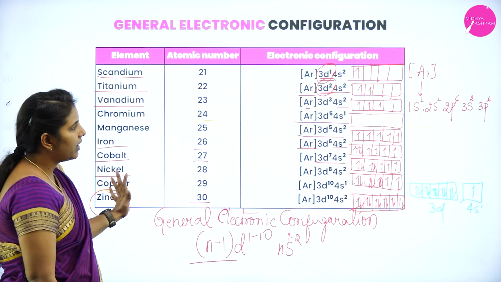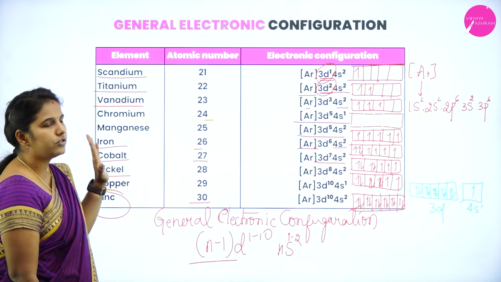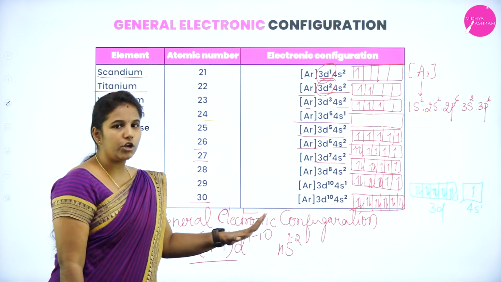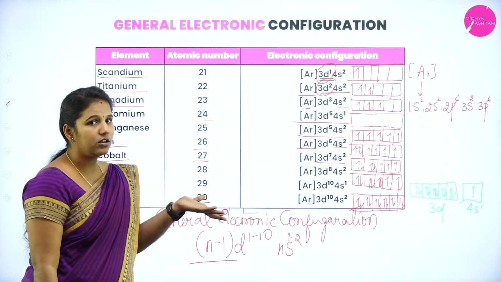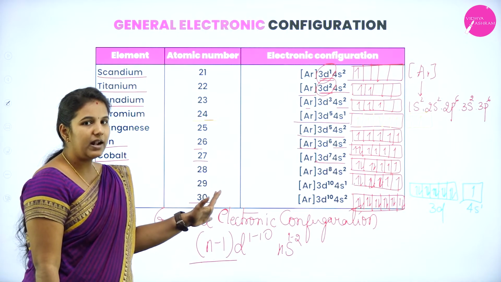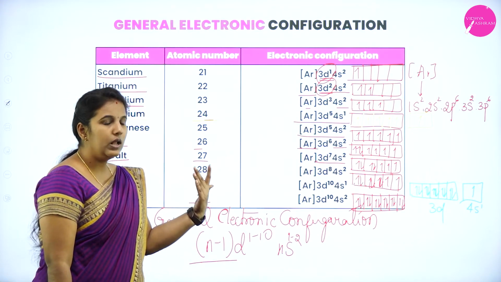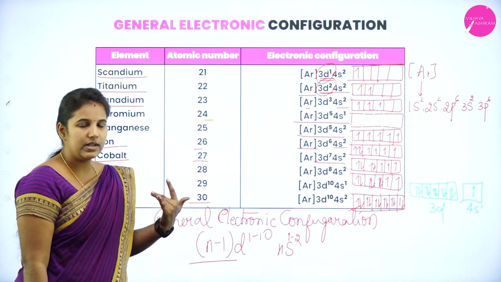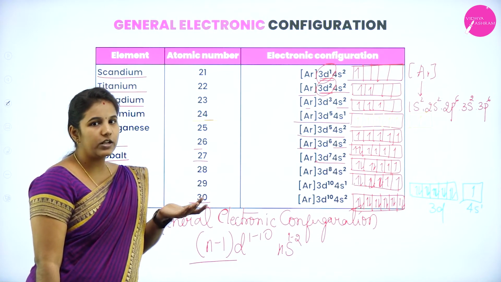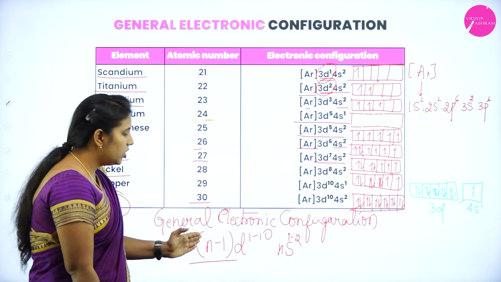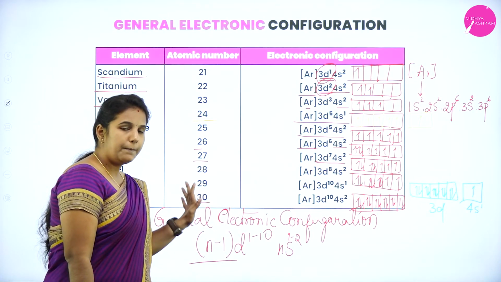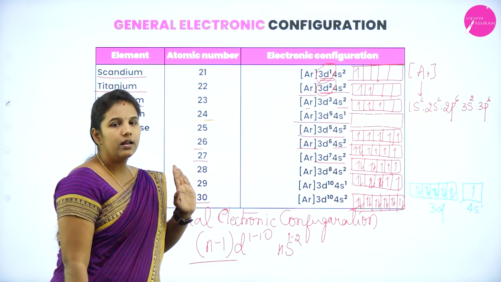Okay. So I hope you understood how to write the electronic configuration of d block elements. Always remember, when we are writing the electronic configuration of the d block, the last electron should go to the penultimate shell. What does the penultimate shell indicate? The penultimate shell is the shell present next to the valence shell, at the back side. That is known as the penultimate shell. Here also in the d block, we fill the electrons in such a way that the penultimate shell gets the electrons.